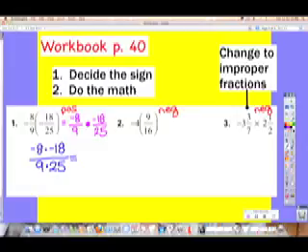Okay, I need help. Type it in. Top times top. -8 times -18. Alright, I know it's a positive, but can someone read it and tell me what's the final answer on that one? Josephine, what is it? 144. Clap once if you agree.